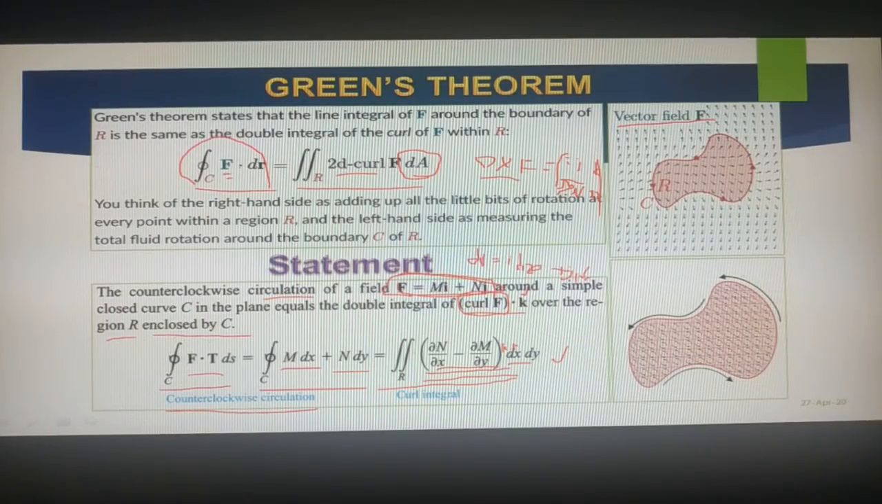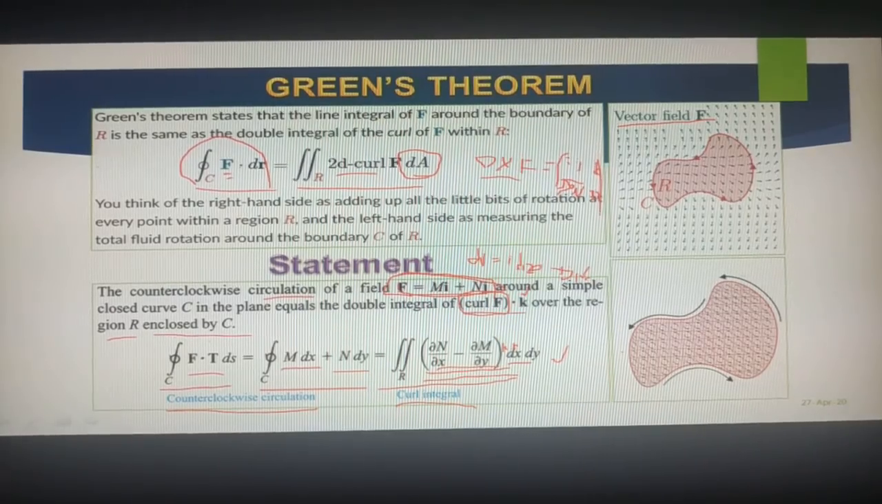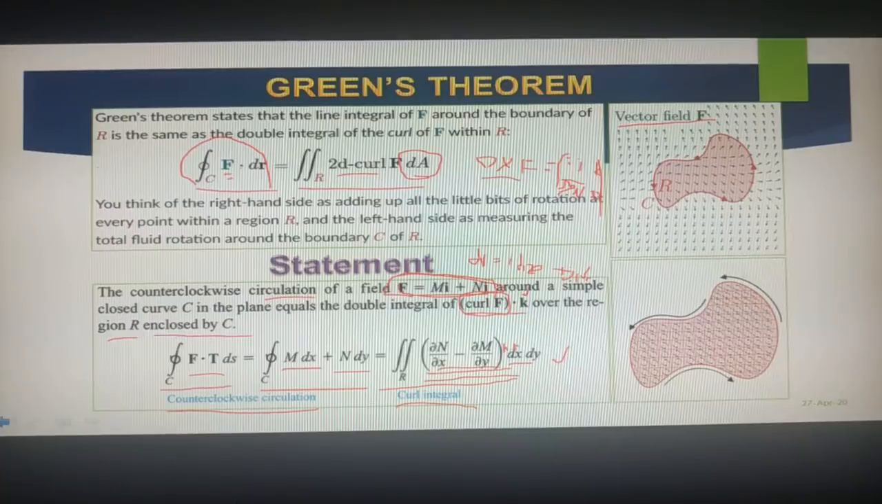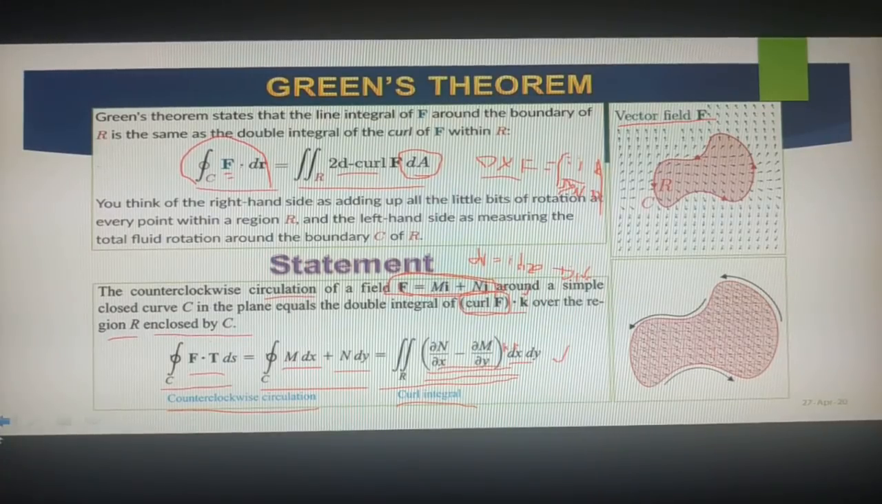This double integral, whatever we are finding here, is the curl integral, because everywhere, at each and every point inside, we are measuring circulation. How much curl is happening at that point, that is what we are measuring. So let's go into the details of this theorem.